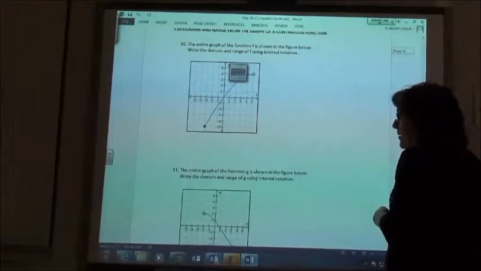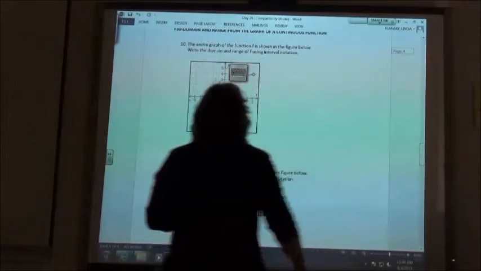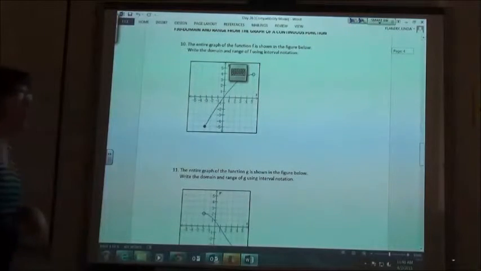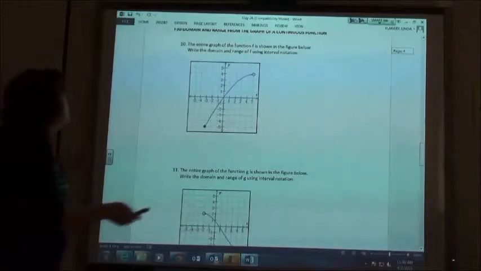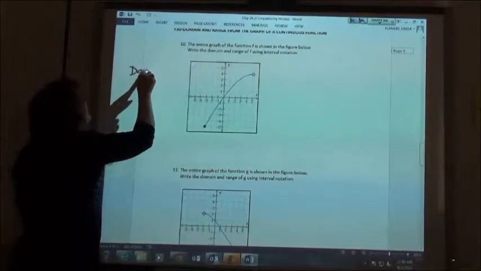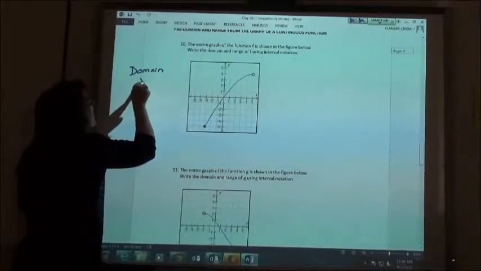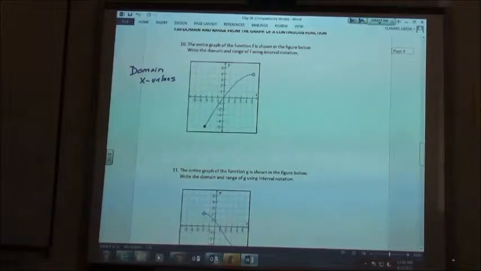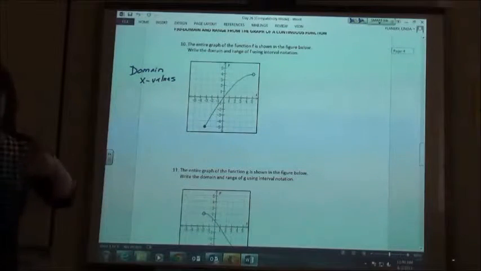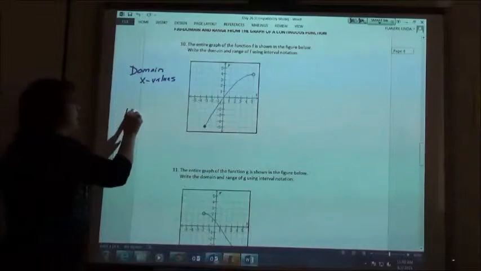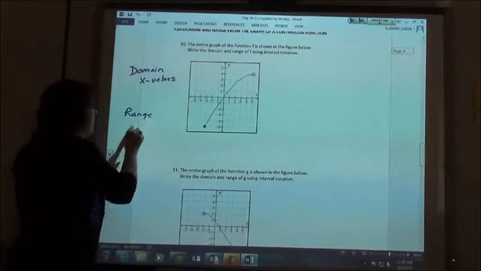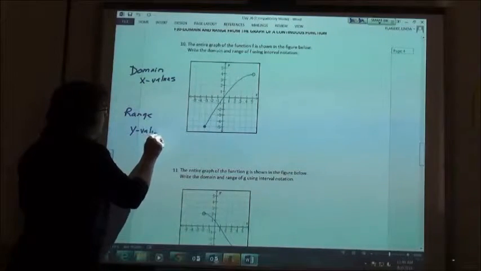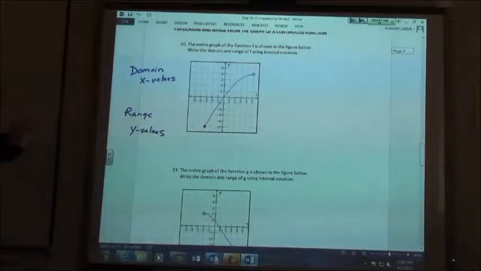Number 10. Number 10 is talking about the domain and the range. The fancy term for domain is the fancy term for your x values, right? We had a list of ordered pairs where we listed the domain, we listed all our x values. Range is your fancy name for your y values. Well, we're going to do the domain and the range using interval notation. So from where to where on my graph?